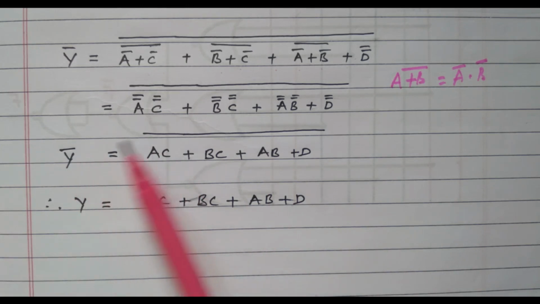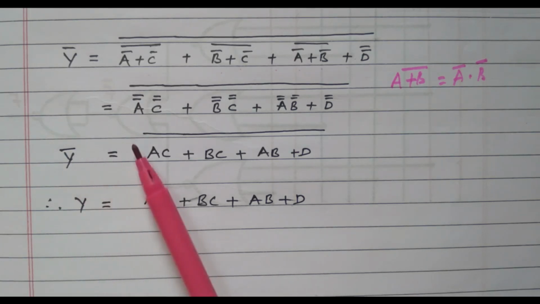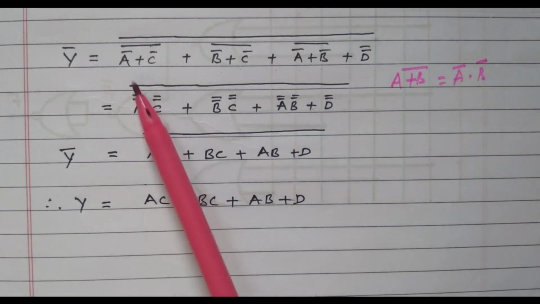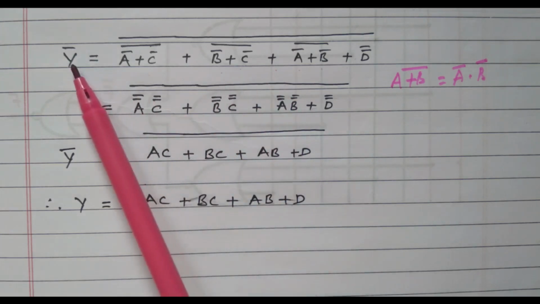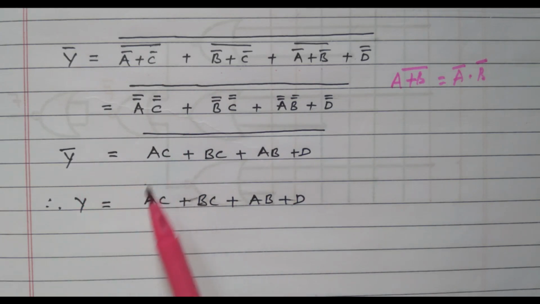By removing the complement on both sides, we get Y, because at the end we used one NOT gate, and that NOT gate removes this complement. So Y equals AC plus BC plus AB plus D. So this is our required output, the required function of the given Boolean function, right? So we verified with the expression also. This is the given expression. By applying De Morgan's theorem step by step and taking the complement on both sides, we got the desired output, right?